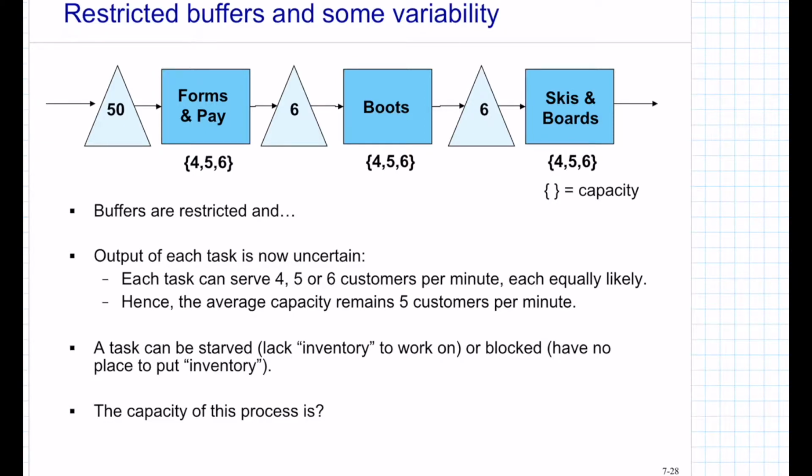But sometimes the process might be starved when there are no customers to work with, especially for the second and third process. And in some other situations they may have too many customers, in fact maybe more than 6, which the buffer cannot handle, and in that case the process will be blocked. So this is going to bring down the process capacity.